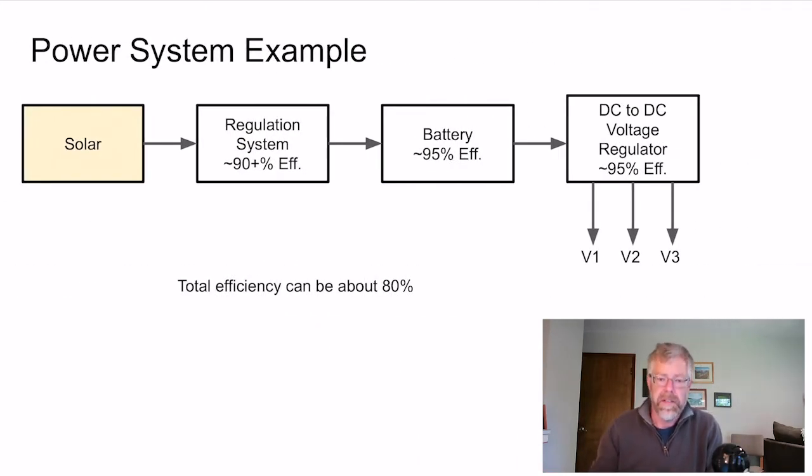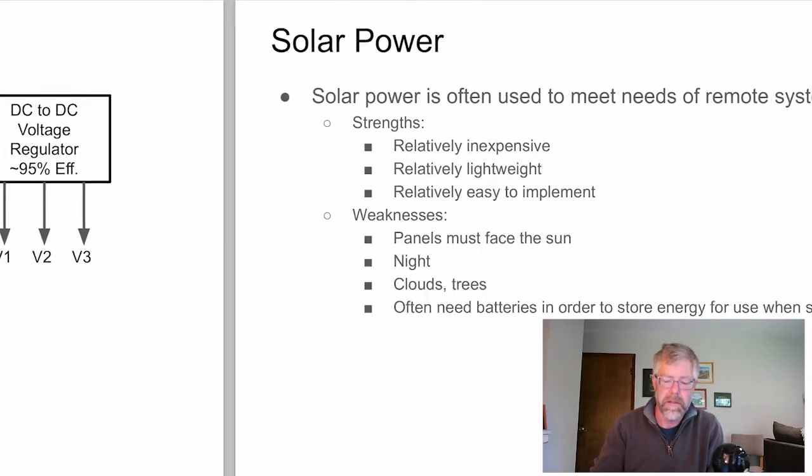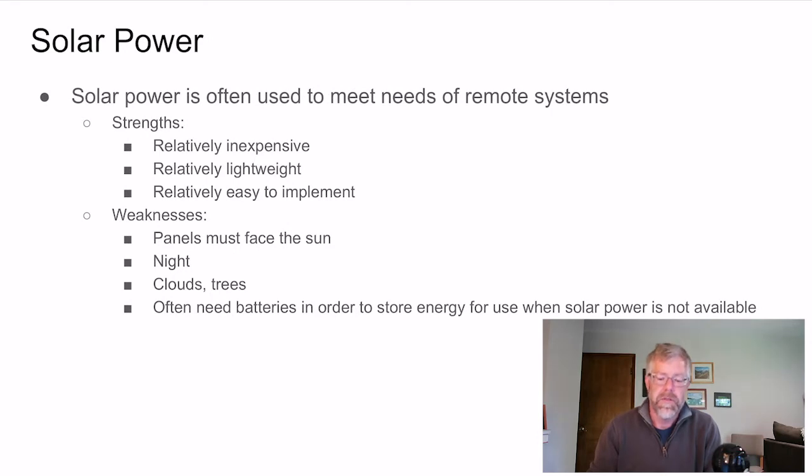So let's talk about the different aspects of the power system. First, let's talk about the solar panels. Solar power is often used to meet the needs of remote systems because it's inexpensive, lightweight, and relatively easy to implement. You can buy kits very inexpensively at your local hardware store and start using solar power almost right away. It's very easy to actually use at this point.